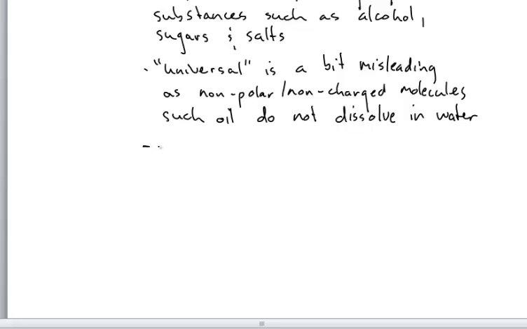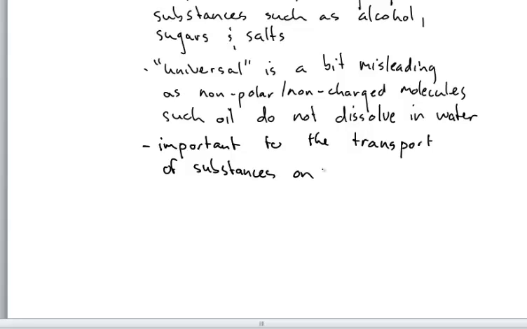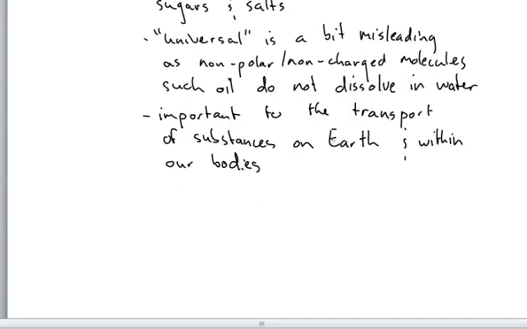But for now, the fact that water is a universal solvent is important to the transport of substances on Earth, such as minerals and nutrients within the soil and within our bodies. Many of the building blocks of our bodies we get through eating, digesting, breaking them down, absorbing them, and then transporting them to the cells throughout. Okay. Without water, this wouldn't be possible.